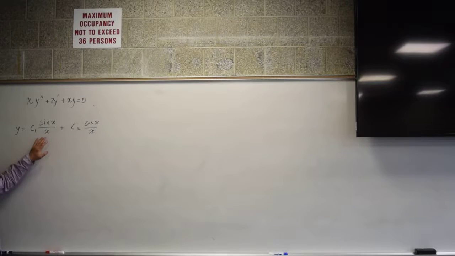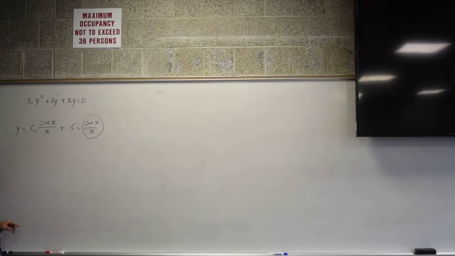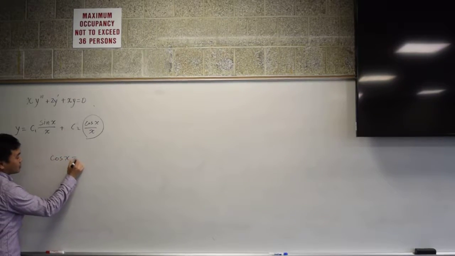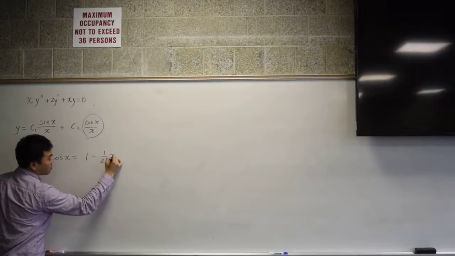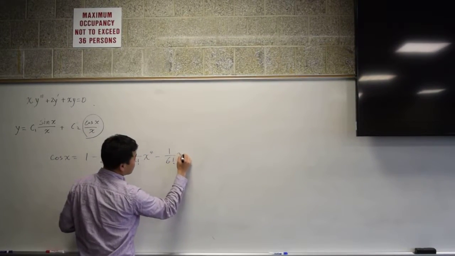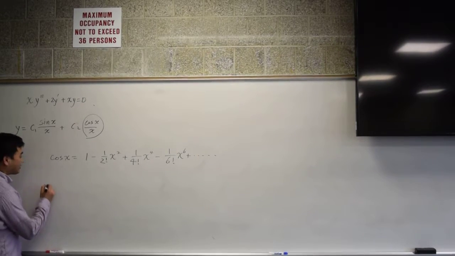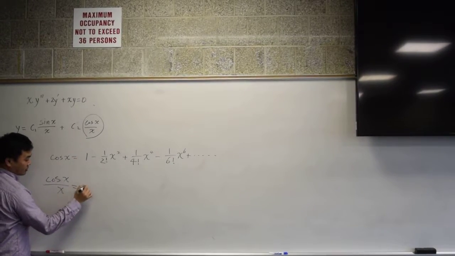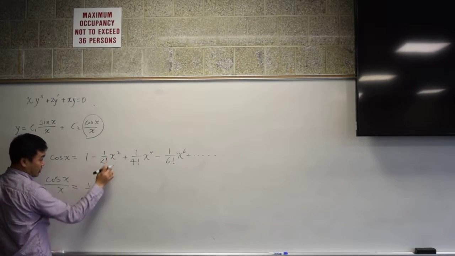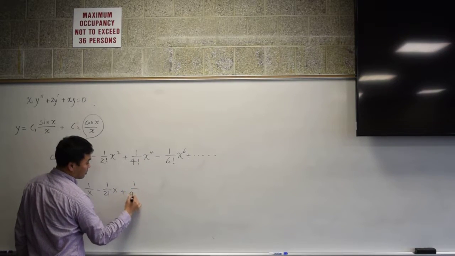Now, does this have a power series? Well, the top one does have a power series, right? Bottom one doesn't. So let's see. Cosine x is 1 minus 1 over 2 factorial x squared plus 1 over 4 factorial x to the 4th minus 1 over 6 factorial x to the 6th, and so on and so on, right? What do you get if you divide by x then? Then 1 over x is what you get, and x squared divided by x is x, x to the 4th divided by x is x to the 3rd.